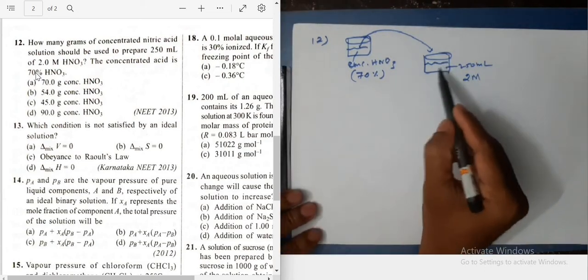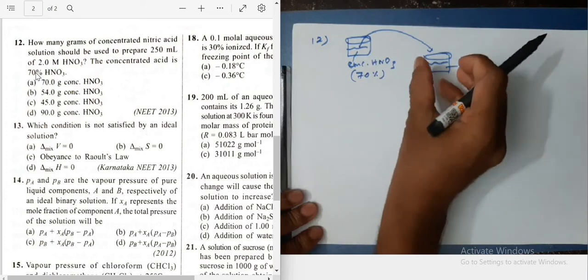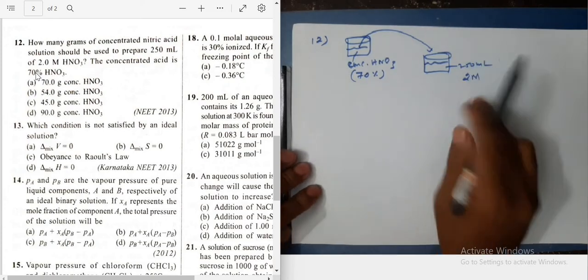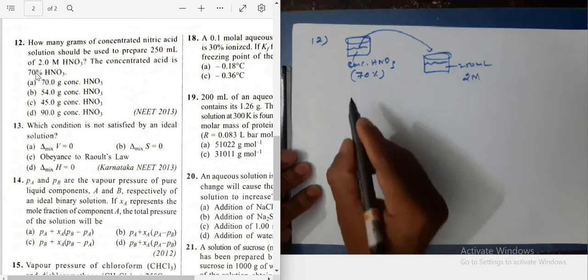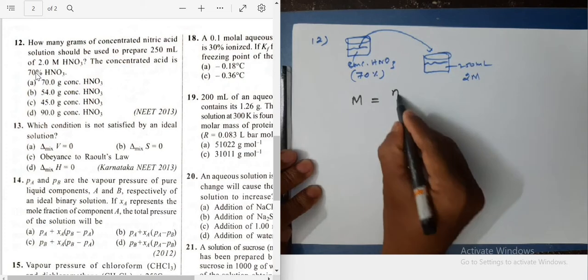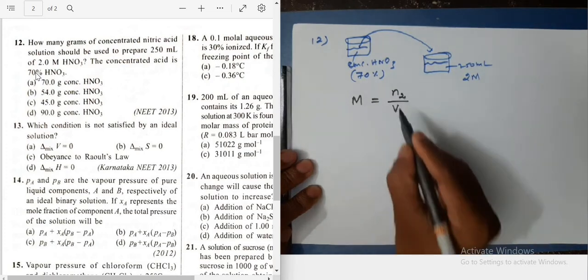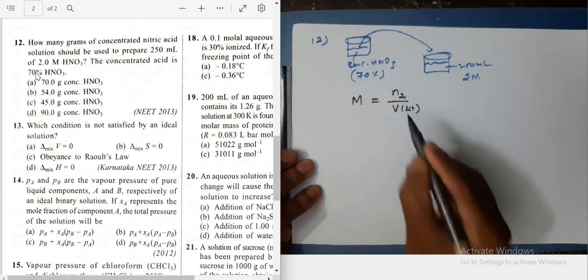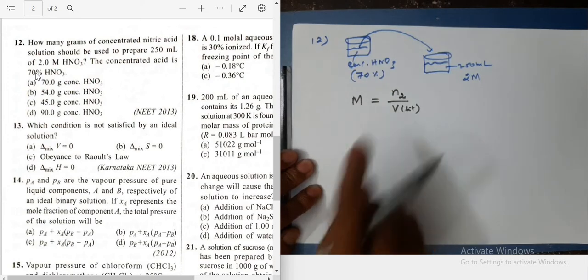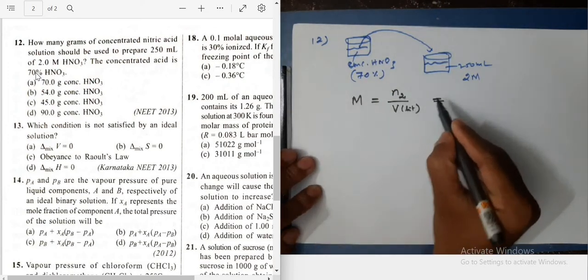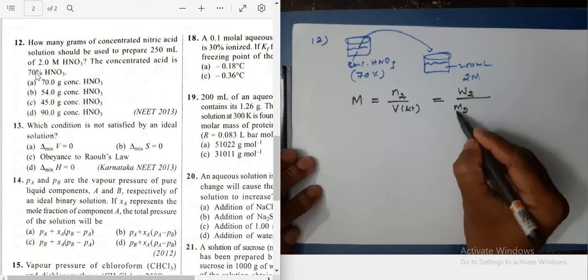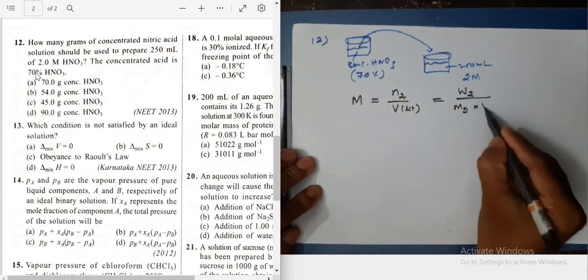First, to prepare this solution, we need to find out how much mass of nitric acid is required. It is very simple. We need to prepare a molar solution. You know very well, molarity is nothing but number of moles of solute divided by volume of the solution in liter. Or you can also write number of moles is nothing but mass of solute by molar mass. So molarity equals mass by molar mass into volume of the solution in liter.